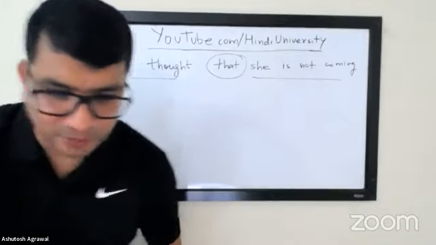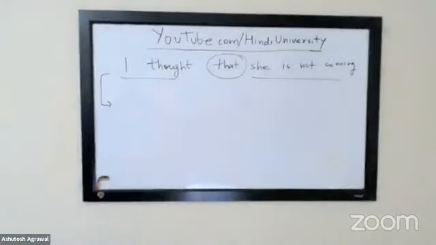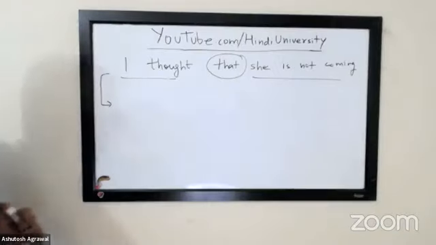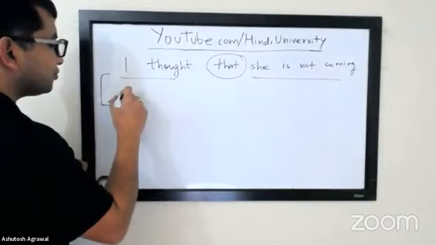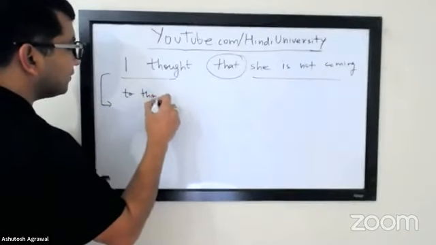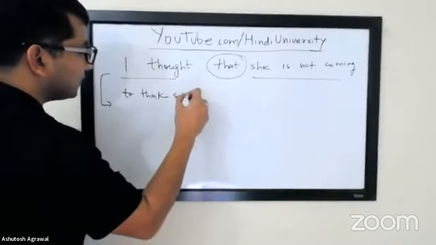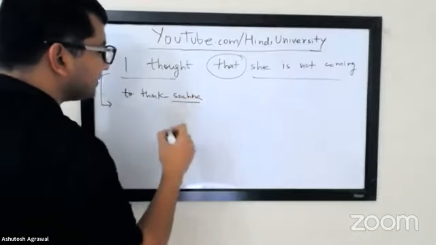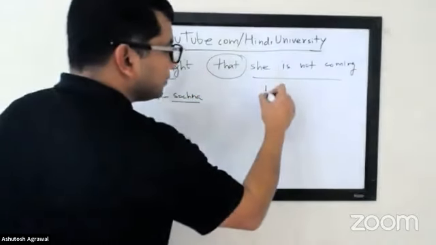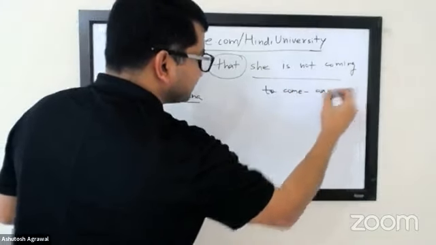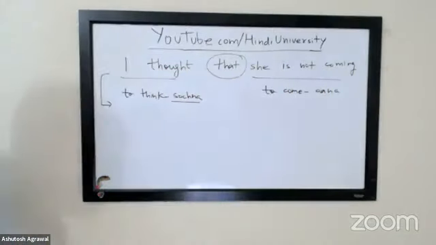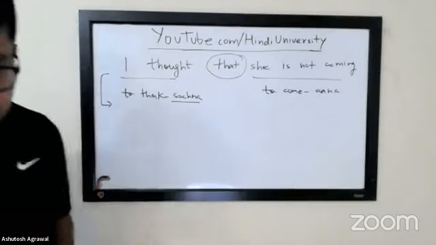So I'm going to give everyone the opportunity to try it out. I thought that she is not coming. To give a hint to everyone, to think is sochna, and the sentence is written in past indefinite. To come is ana, present continuous. So you have both the sentences. Let's see.